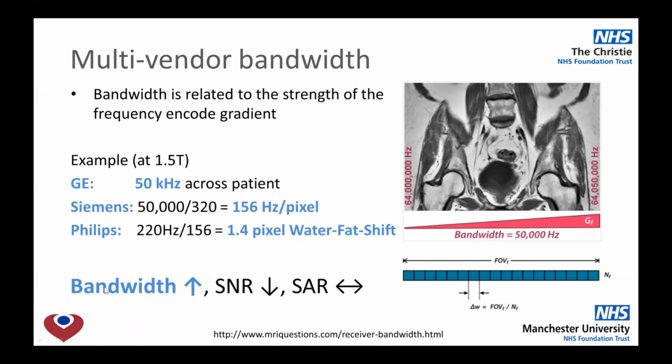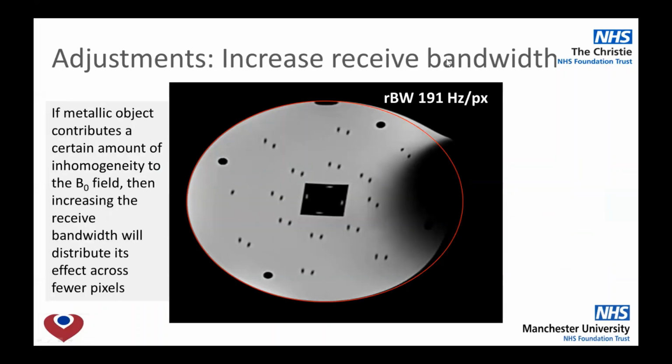It's important to note that if you increase the bandwidth, then the SNR will decrease as a result, and the SAR will be unaffected. We'll now have a look at the effect of adjusting received bandwidth. We suspect this will have an effect because if a metallic object contributes a certain amount of inhomogeneity to the B0 field, then increasing the received bandwidth will distribute this effect across fewer pixels. And we can see this on the following slides.